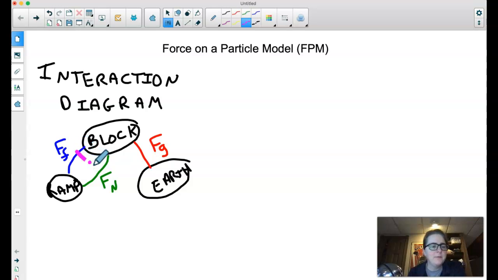The last thing I do on my interaction diagram is I define my system. I can put as many or as few objects into my system as I want for the problem, and what makes the most sense just depends on what I'm trying to find out. In this case, I decided to put just the block in my system.